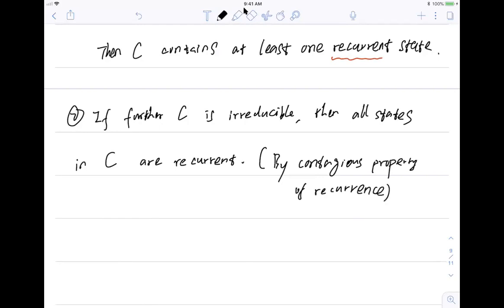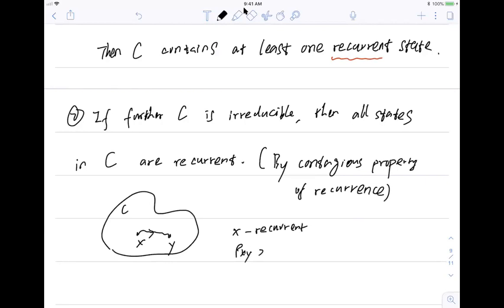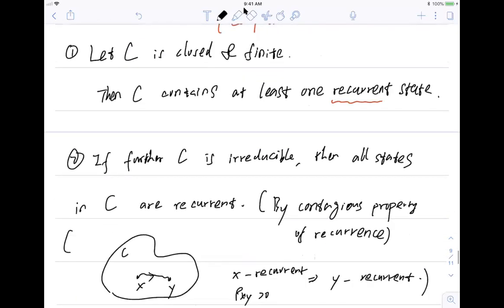Right? Since C contains at least one recurrent point, and by irreducibility we can always reach Y from X, X is recurrent. And by irreducibility, the probability of going from X to Y is bigger than 0, so we can get that Y is also recurrent. So this is part 2. Part 2 is trivial, and we need to show part 1.